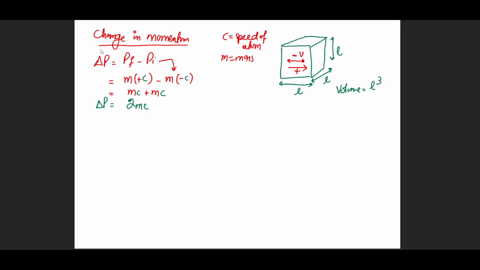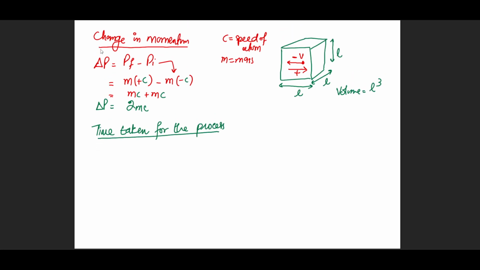Now, the second step would be to find the time taken for the process. The molecule we are assuming starts from one edge, covers the whole distance, and then collides to come back. So we use the simple formula that speed is equal to distance over time. We know that the speed of the gas atom is c and the distance is going to be 2L.